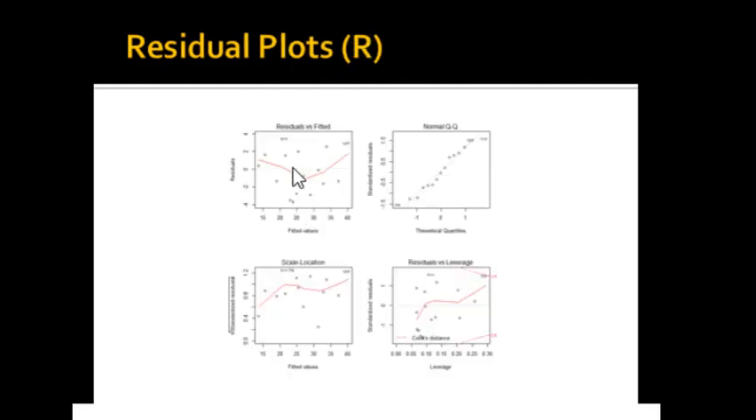In R, we will use the first plot and the second plot. The first plot is for assumptions 1 and 2. You're not seeing any specific pattern here, so the linear model is appropriate. The mean is 0 for the residuals, or the mean error is 0, and the variance is constant. Here again, the points are close to a straight line on the normal QQ plot. That means the residuals are normally distributed.